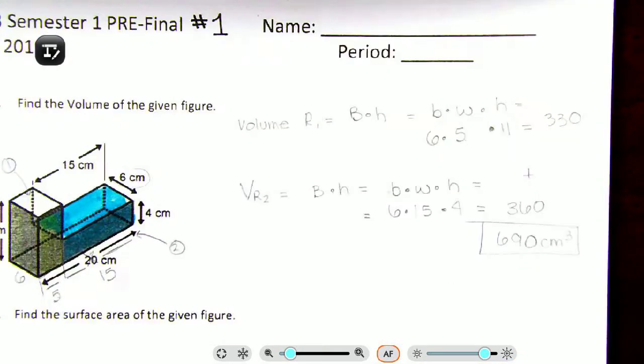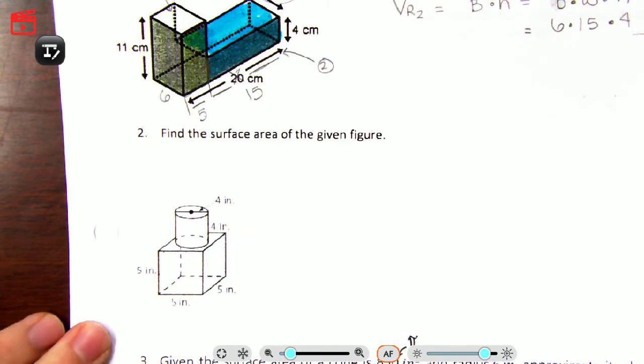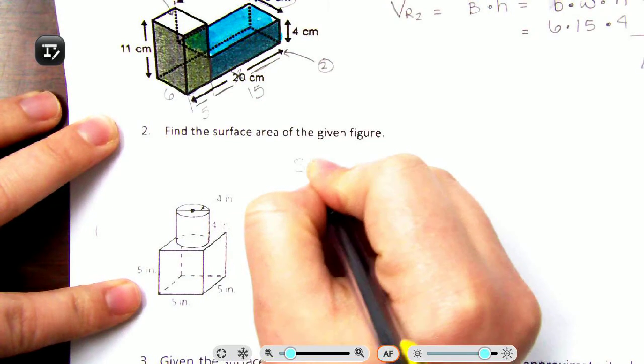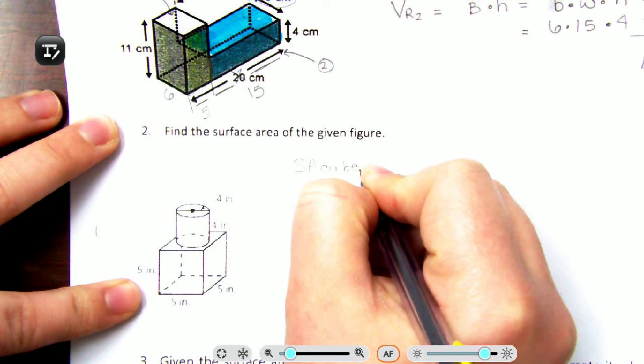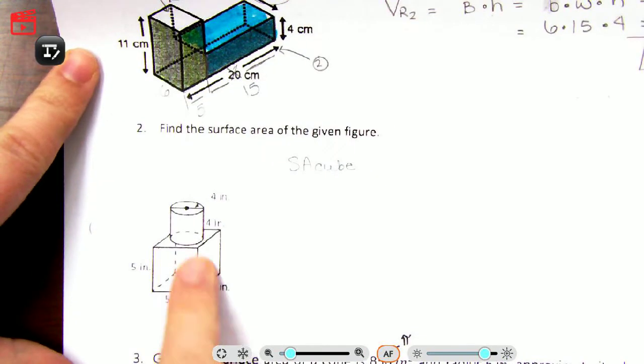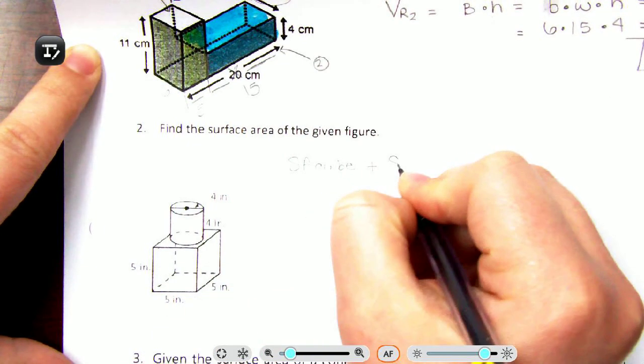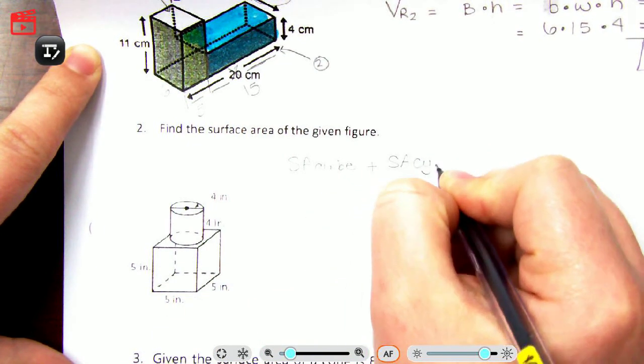All right, let's move on to number 2. Number 2 says find the surface area of the given figure. So this one here we have a cube. So we want the surface area of a cube. Now I'm going to show you this in two ways. The first way is we find the surface area of one, then we find the surface area of the other, and then we remove what is really removed. So if we find the surface area of this cube, then we find the surface area of the cylinder, which is here.